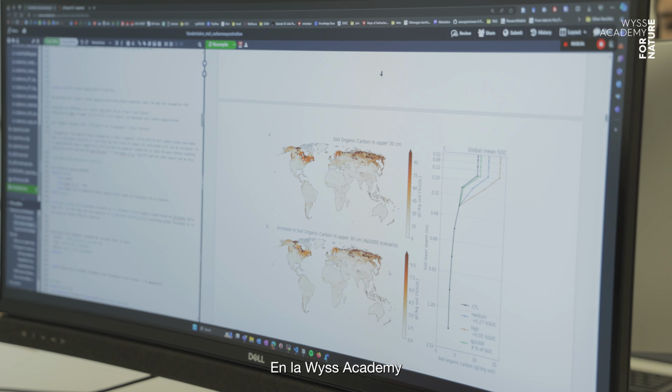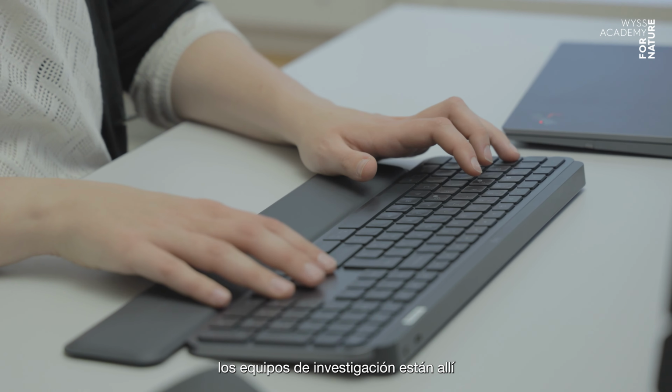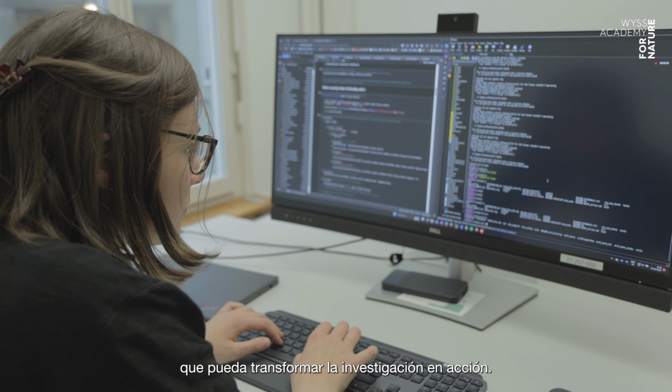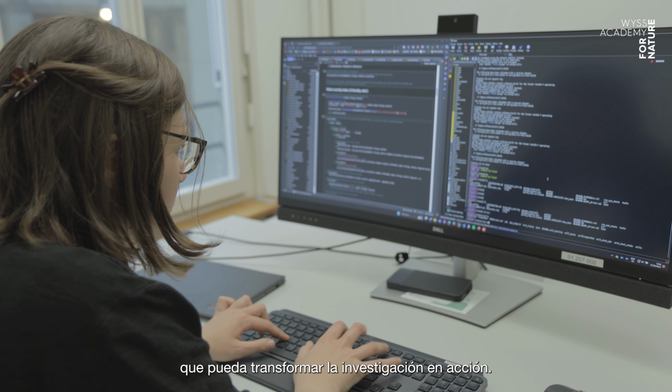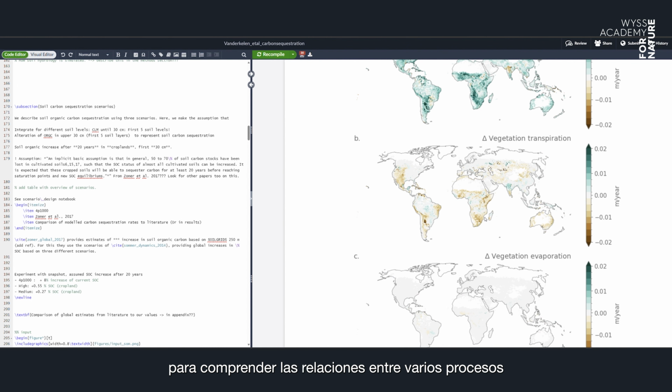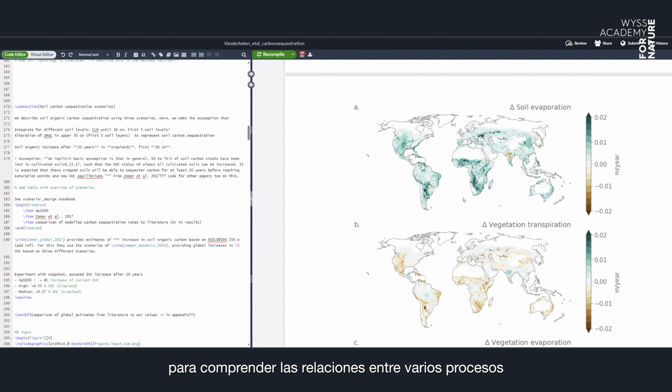At Wyss Academy, for me, the research teams are there to provide the scientific knowledge to be able to transform research into actions, right? And this study has been conducted at global scale, and it's necessary to conduct it at global scale so that we can understand the relationship between the different processes, and we can also strengthen our results so that scientifically we can get more robust results.